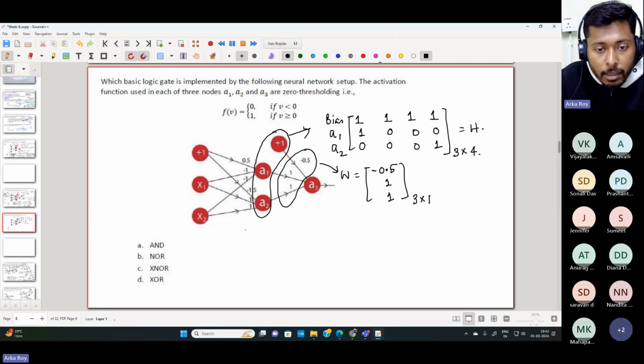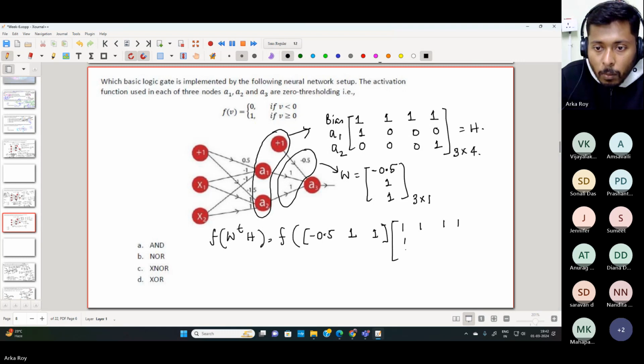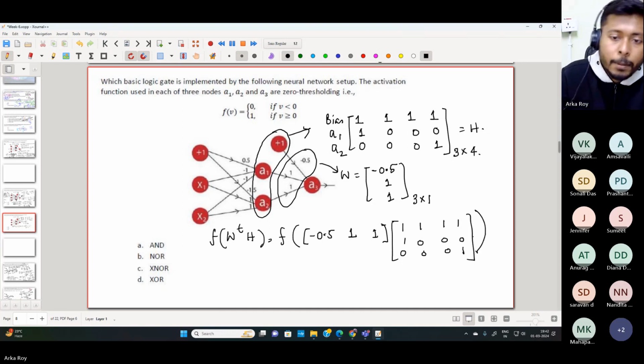Now let us consider the multiplication. So f of W transpose into H. So what is the W? If I take the transpose, it will be minus 0.5, 1, 1. And the H is 1, 1, 1, 1, 1, 0, 0, 0, 0, 0, 0, 1.